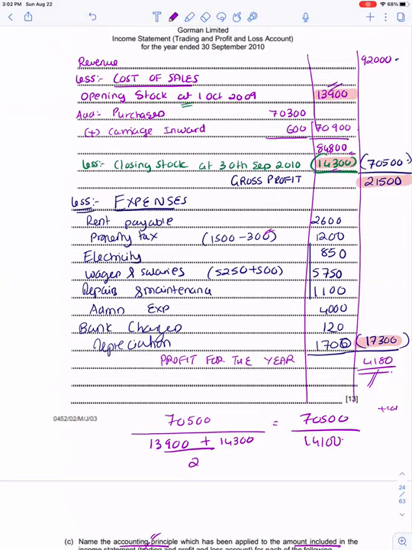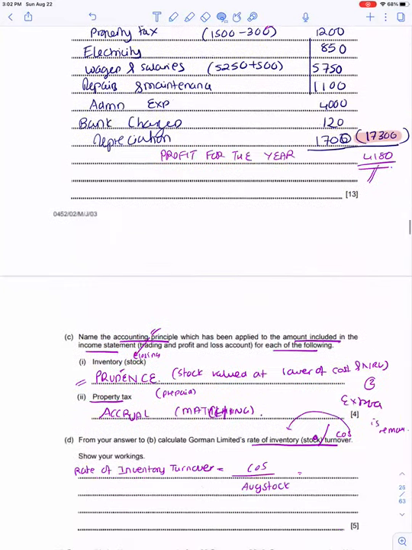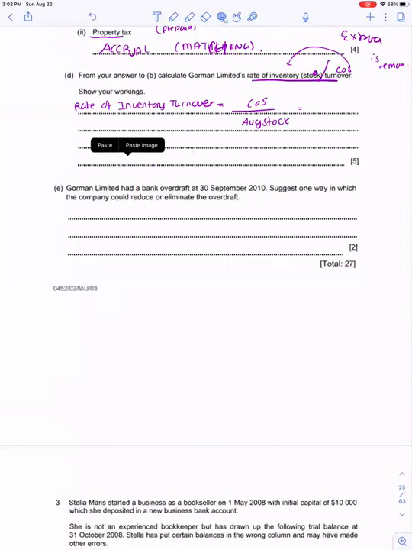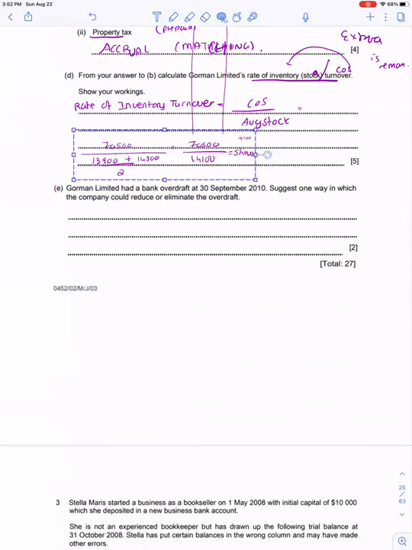That is approximately 5 times the inventory is getting turned over in your warehouse. This is your inventory turnover ratio. If you want the same answer in days, just reverse the formula upside down. You will get the answer in days.